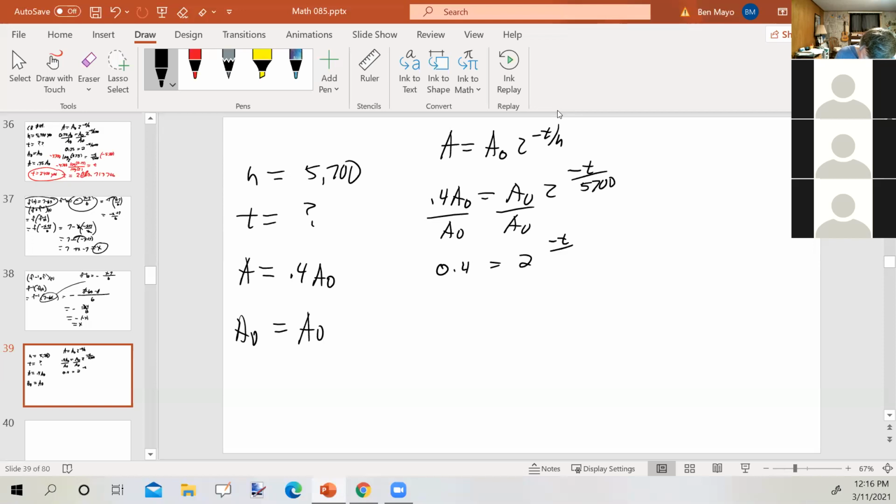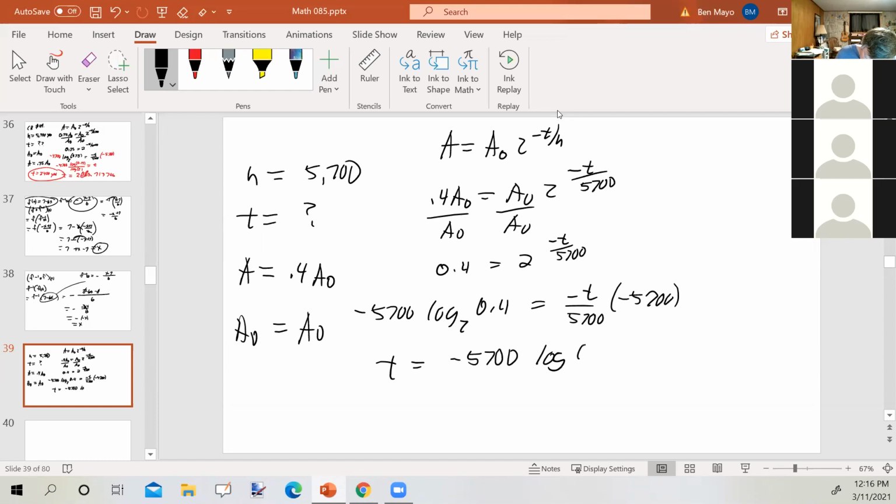0.4 equals 2 to the negative T over 5,700, which is log base 2 of 0.4 equals negative T over 5,700. Multiply both sides by negative 5,700. We get T equals negative 5,700 times... I'm going to use the change of base right there and go to the calculator. See how I got there? Yeah, I entered a wrong number. That'll do it, won't it? Every time. Bummer. And I got 7,534. It says round to the nearest 100 years, so 7,500 years.